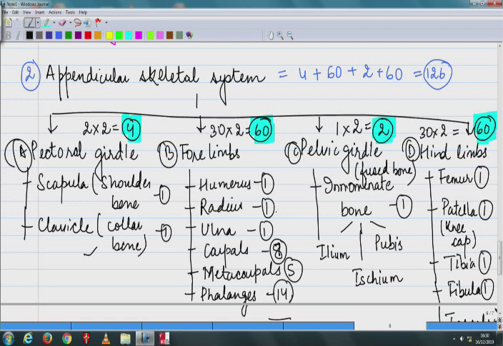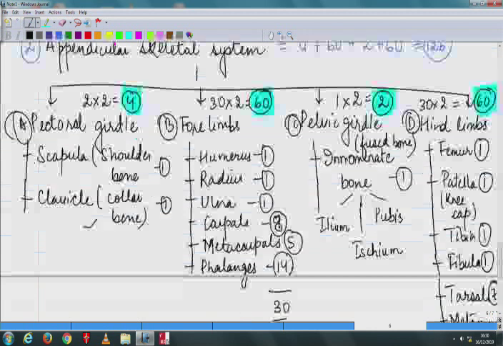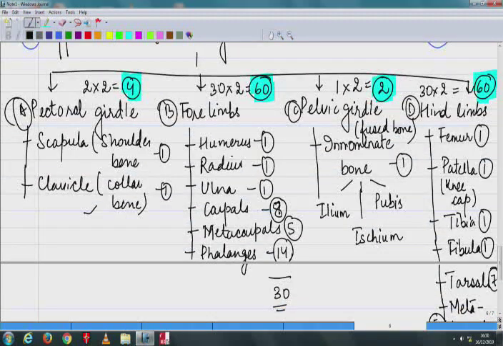Humerus, radius, ulna, carpals, metacarpals, phalanges. All of them comprise 30 bones. 1 forelimb, 30; 2 forelimbs, 60. Pelvic girdle is formed by fusion of 3 bones. What are those bones? Ilium, ischium, pubis. So you have 1 innominate bone, 1 pelvic girdle; 2 innominate bones, 2 pelvic girdles. That is 1 into 2, left pelvic girdle and right pelvic girdle.